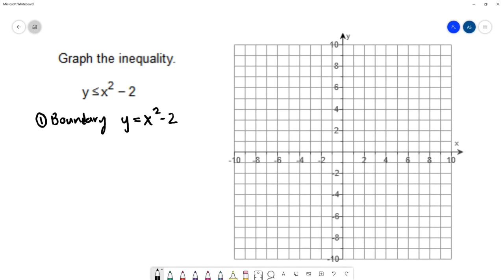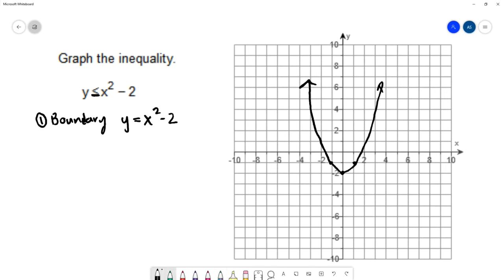So one way I would do this without MyMathLab, if I was just doing it by hand, would be to think of this as our polynomial x squared graph, our parabola, and the minus 2 shifts it down 2, so then I could get a sketch of the graph. You're going to draw the sketch of that graph with a solid line, and you draw it with a solid line because the inequality includes this equal to.